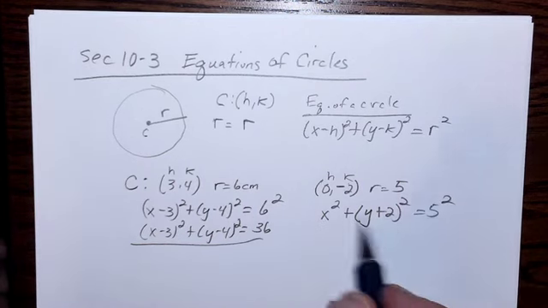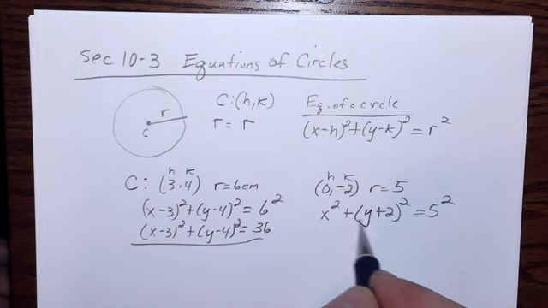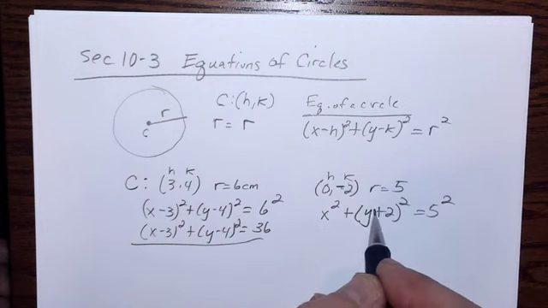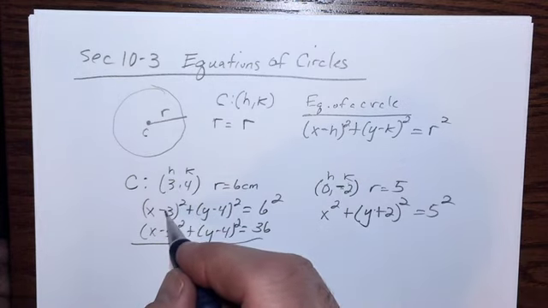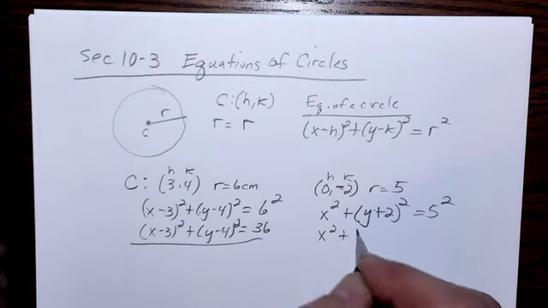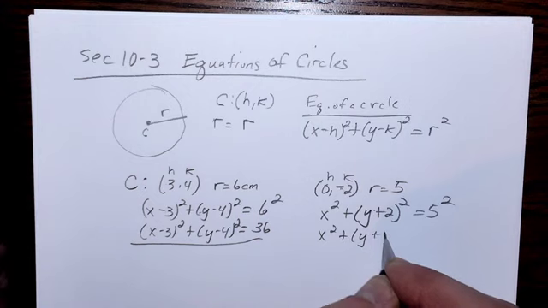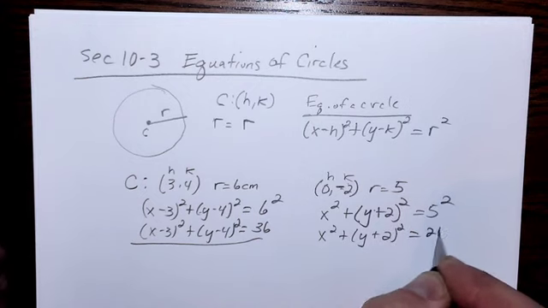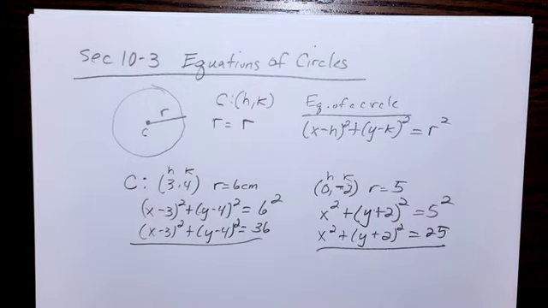equals 5 squared. So notice that really these signs in here are the opposite of whatever that is. These were positive and that was negative. So my equation is x squared plus (y plus 2) squared equals 25. There's the equation of the circle.